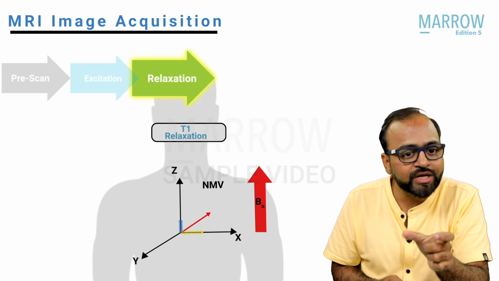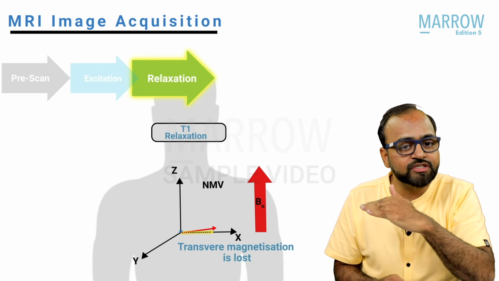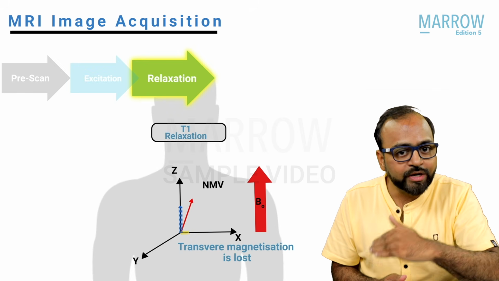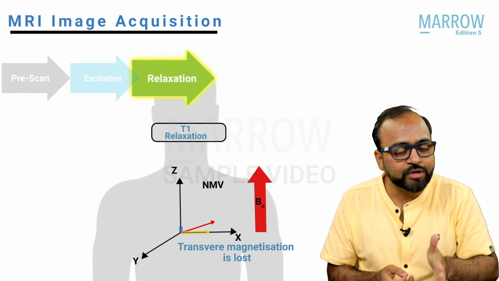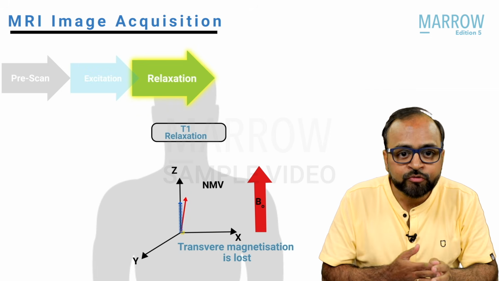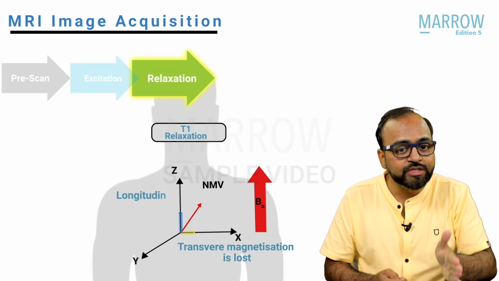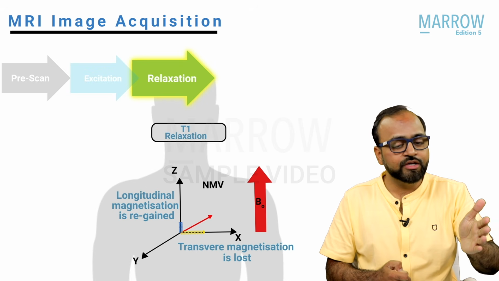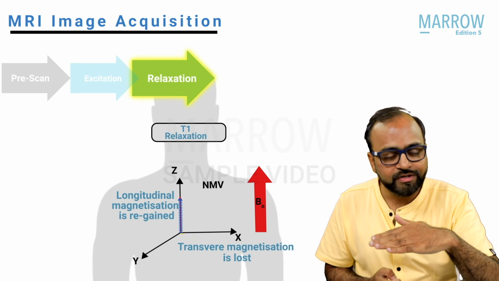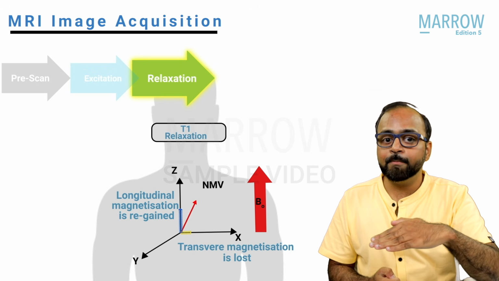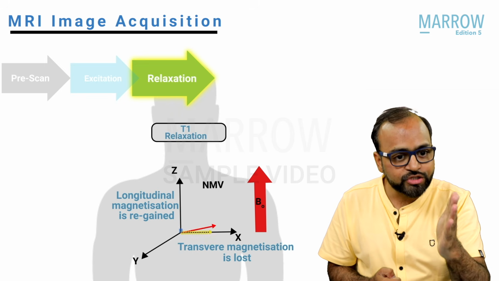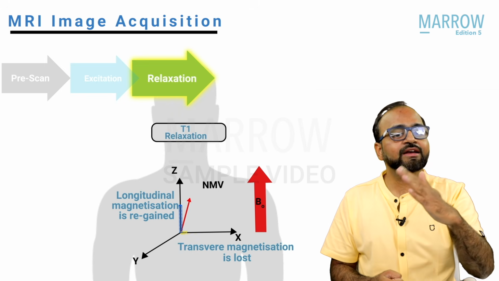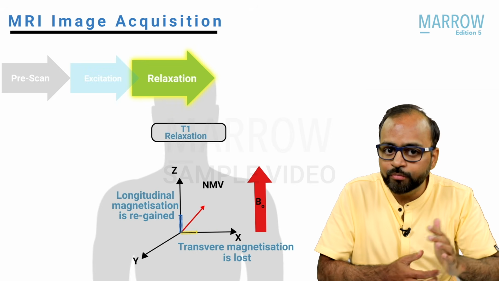You realize the yellow arrow is the transverse magnetization, which is gradually getting lost. Look at the blue arrow. When this vector comes back, the blue arrow is going to gradually increase. What is the blue arrow? The blue arrow is nothing but the longitudinal magnetization which is regained. So when the radio frequency pulse is switched off, the net magnetic vector is going to come back to its longitudinal plane. So transverse magnetization will be lost, yellow arrow. Longitudinal magnetization will be gained, that is the blue arrow.